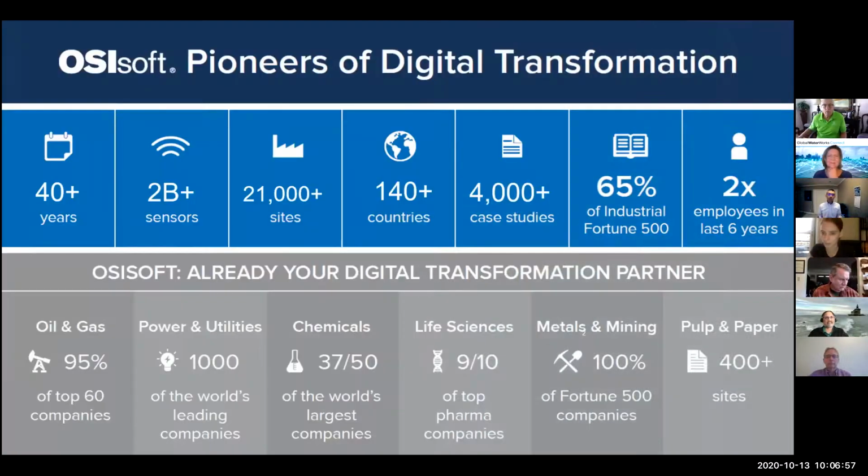So just a bit about OSIsoft. We're a software company founded in 1980. So we're a 40-year-old company, and we specialize in real-time data management and operational intelligence. As you can see here, we have thousands of customers around the world. And today we're going to focus on water solely.